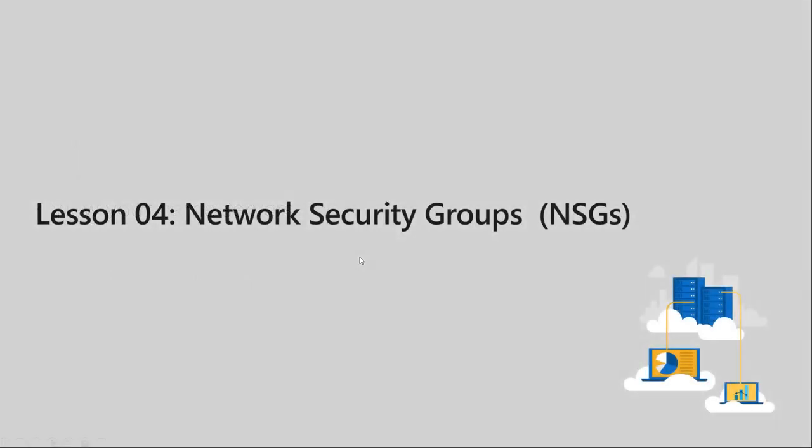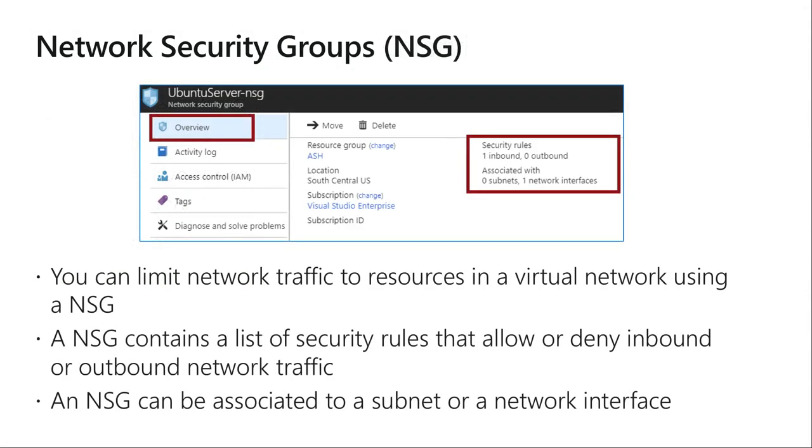So now we talk about the network security group. You can treat the network security group as the firewall in a way. I think the best way to explain it is that it's just a firewall, right? You can limit network traffic to any resource in your virtual network using the NSG, Network Security Group. The NSG contains a list of security rules that allow or deny inbound or outbound network traffic and can be associated with a subnet or virtual network interface.